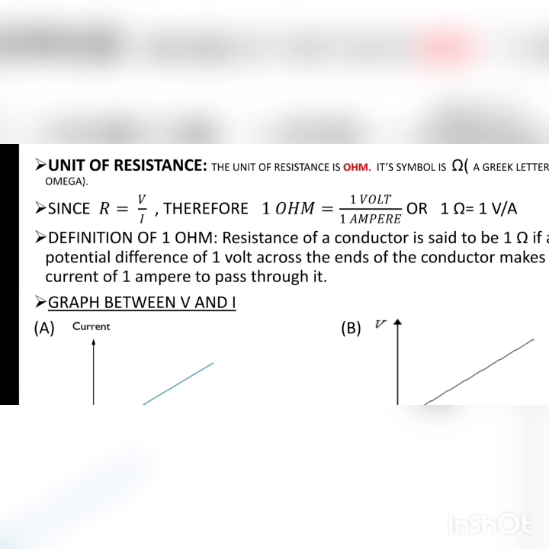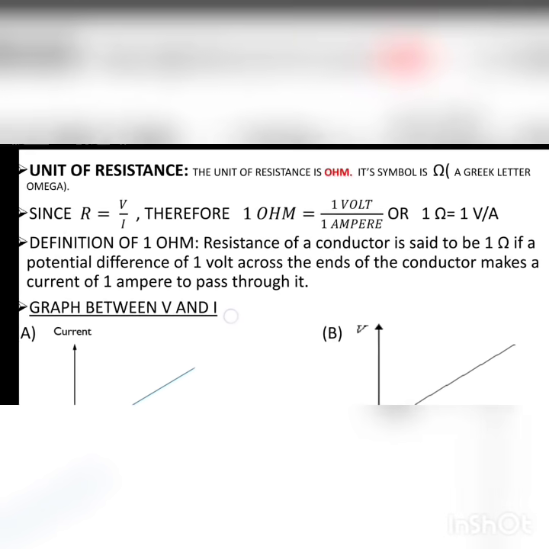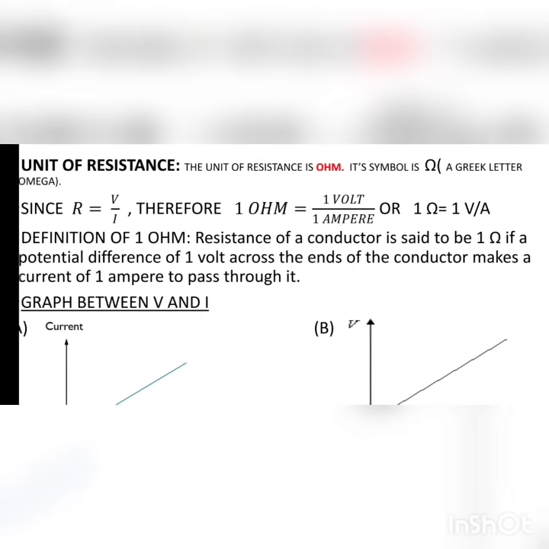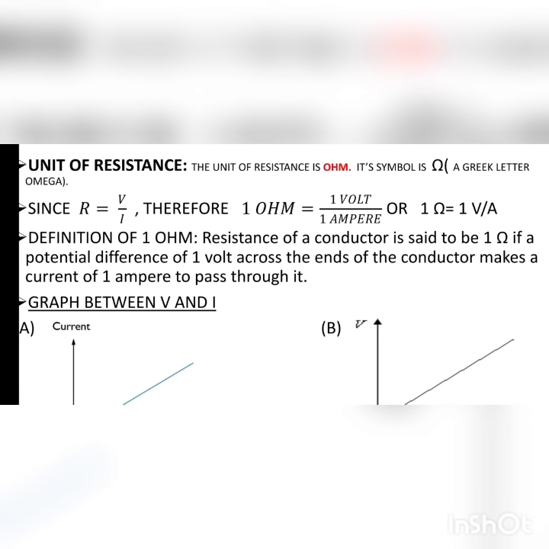Fine. Now the unit of resistance is ohm. Just to give some respect, we have named the unit of resistance after the scientist who stated this Ohm's law. Fine. Now its symbol is omega. This is the Greek letter omega, so you should remember how you are going to draw this symbol, and instead of writing ohm you can write this symbol. We will understand that you are mentioning the unit of resistance.